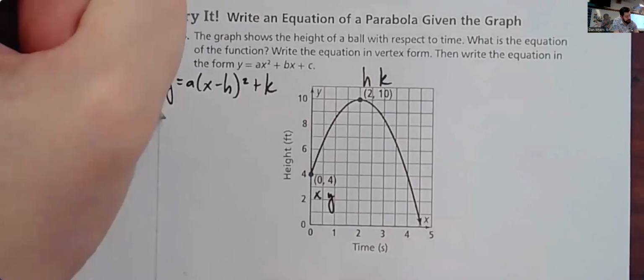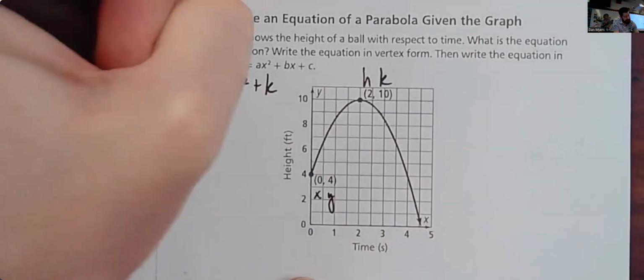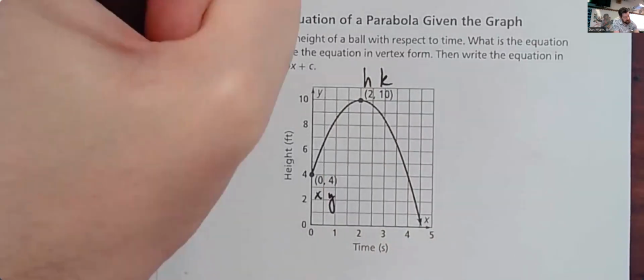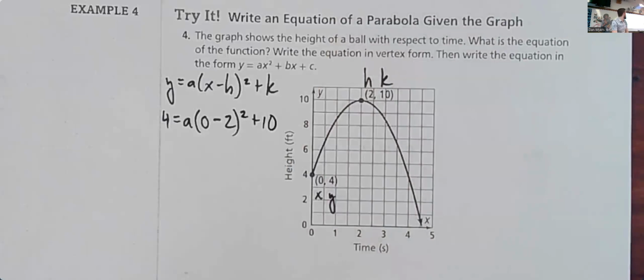So let's see, y is 4. We don't know a, so that stays a. x is 0 minus h, so minus 2 squared, and then plus 10.